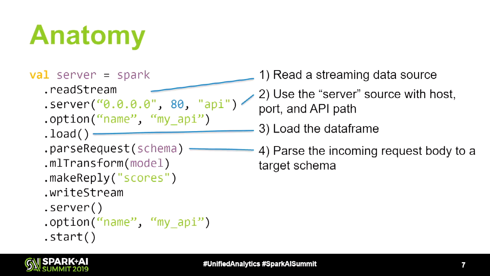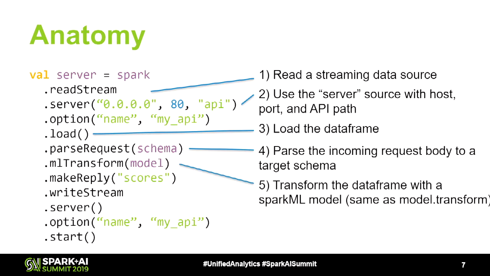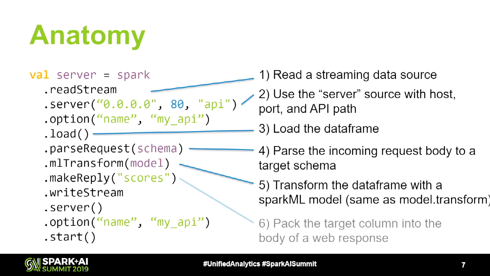We've added utility functions to parse the incoming request body to whatever schema you have. If you give it binary, it'll just pull out the bytes of the request payload. If you give it JSON, it will do the JSON unpacking and give you a nice schema. We can then transform it with whatever SparkML model that you have. And this .ml transform is also something that we've added. It just makes it a little bit cleaner. You don't have to add an extra var in there. And we can then pack it back together to be the Spark web response type.